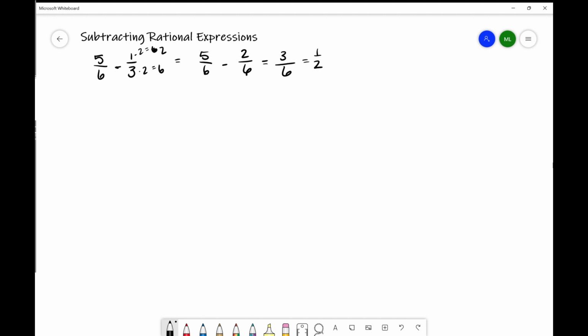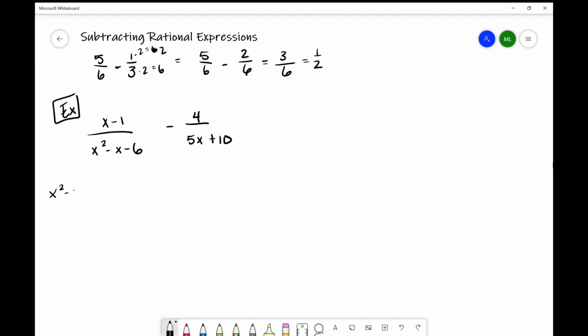So subtracting rational expressions is the same thing, except now you have expressions instead of numbers. Let's look at an example. Let's say we have (x minus 1) over (x squared minus x minus 6) minus 4 over (5x plus 10). So you've got expressions in the denominator. What will help us is to change our denominators into factors.